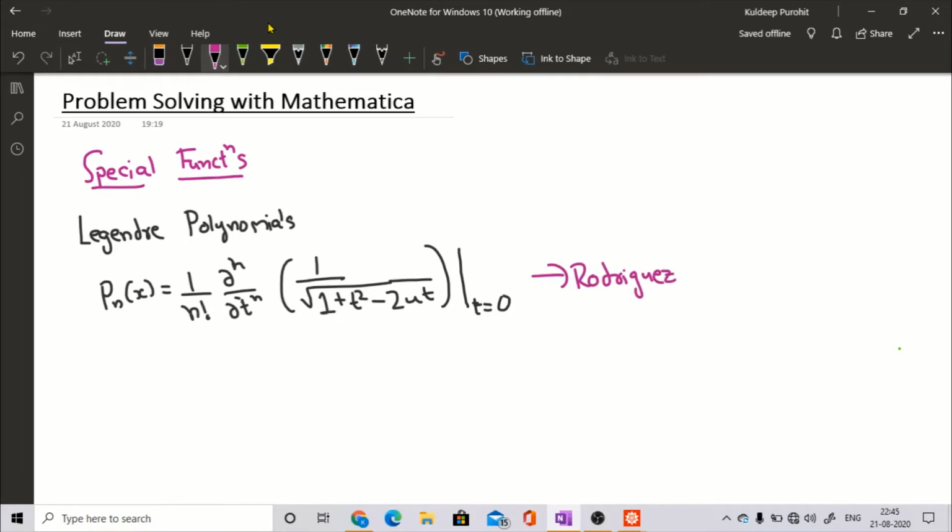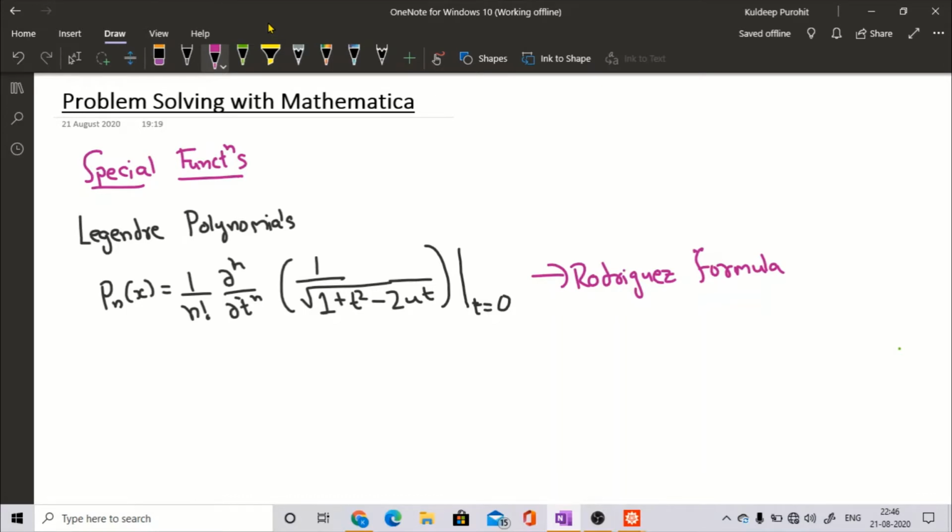You can write a Rodrigues formula for Hermite polynomials, for Bessel functions and all those things. So I am taking the case of a Legendre polynomial. Now I want to define this entire function in Mathematica. We have seen in the last lecture how to define a function in Mathematica.